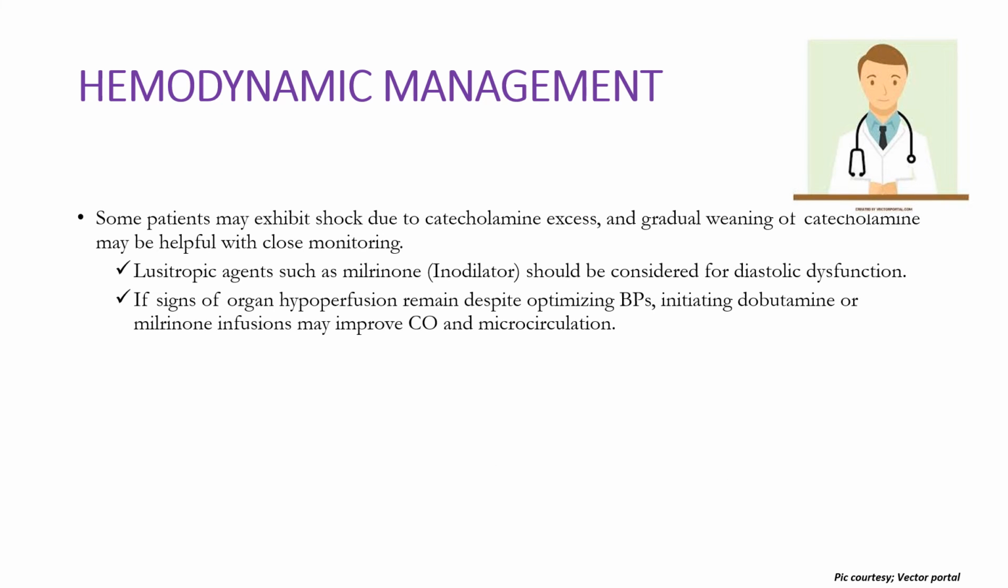Some patients may exhibit shock due to catecholamine excess, like if you have administered epinephrine or norepinephrine to a great extent, a lot of vasoconstriction has occurred, and this leads to diastolic dysfunction. So in these kinds of patients, gradual weaning of catecholamine may be helpful along with close monitoring, and lusitropic agents such as milrinone, which is an inodilator, should be used for diastolic dysfunction. If signs of organ hypoperfusion remain despite optimizing blood pressures, initiating dobutamine or milrinone infusions may improve cardiac output and microcirculation.